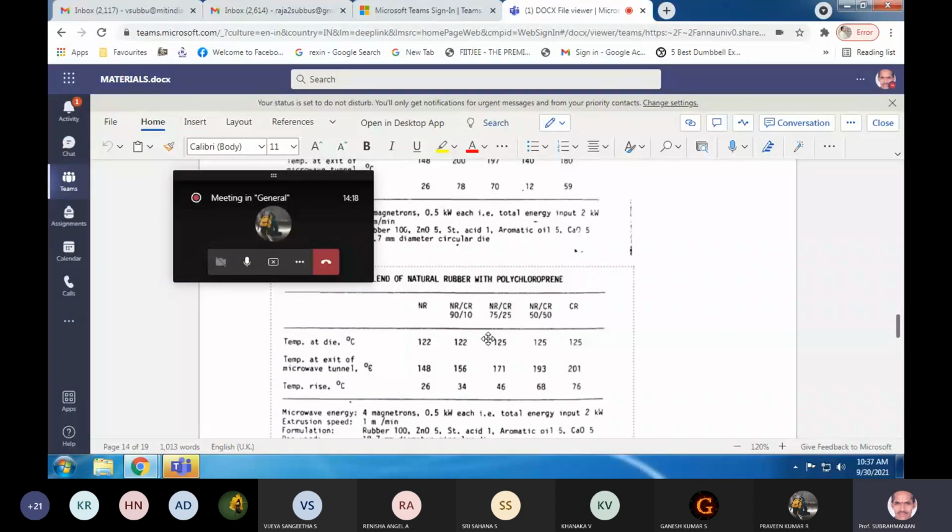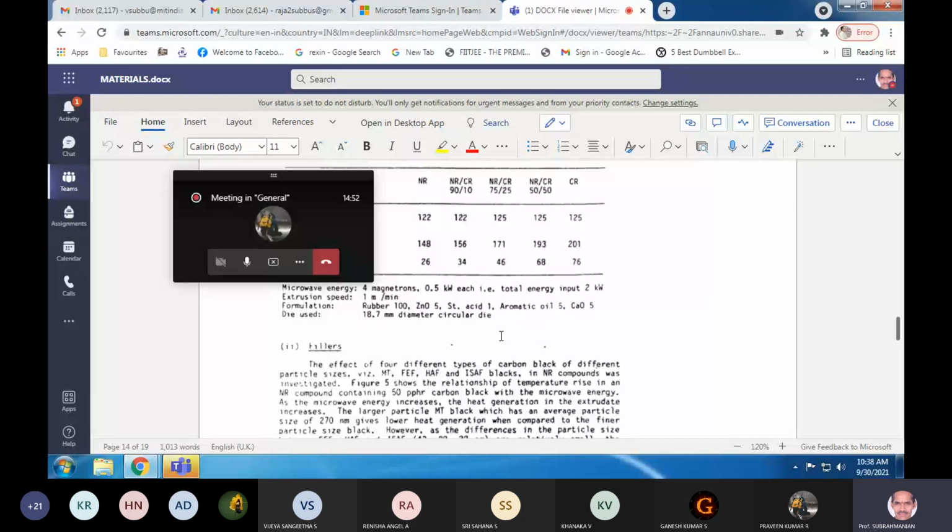CR on its own, the internal heating is quite extensive, because if you look at the microwave tunnel exit, the temperature is 200 degrees Celsius, whereas NR is 148. Okay, the test procedure, etc., they are given underneath.